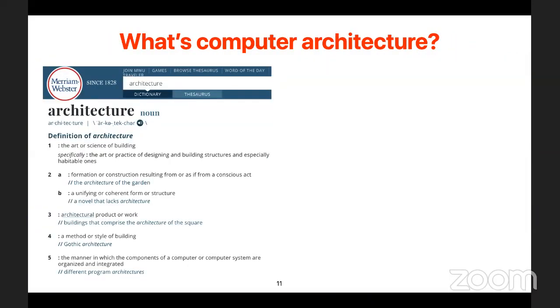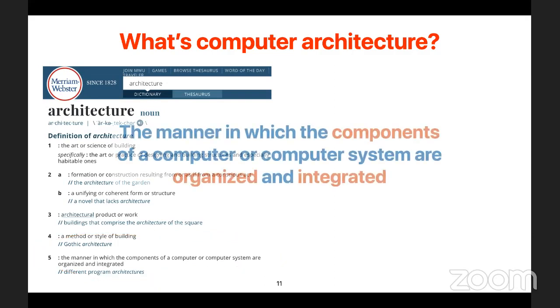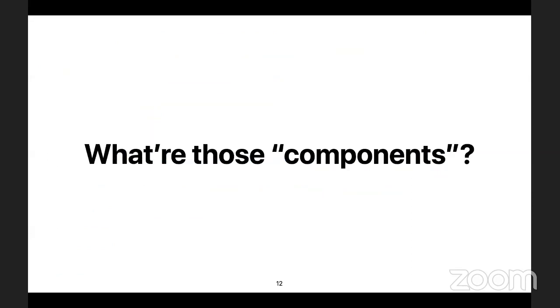Okay, so what is computer architecture? First of all, if you go to the dictionary and search for the definition of architecture, the fifth meaning here is the manner in which components of a computer or a computer system are organized and integrated. So this is computer architecture. If you see this sentence, you will find a lot of keywords like components, organized, integrated. That's what the class is going to be about. We are going to talk about what components we have in a computer and how we are going to organize and integrate them to make your computer efficient. So before we start the rest, we have to know what those components are.